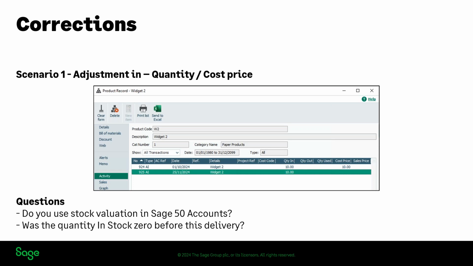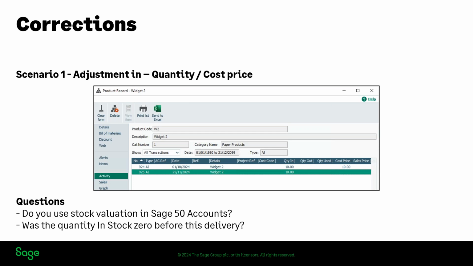So whatever you've just booked in, you just book it back out. So you would post an adjustment out of 10 in this case. Just ignore that first transaction. We're going to say it's 0 beforehand. So you could book it out to essentially 0 it down, so 0 the quantity in stock.